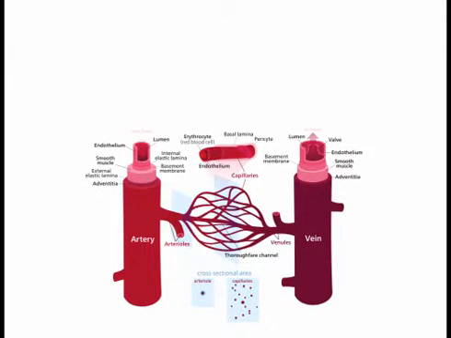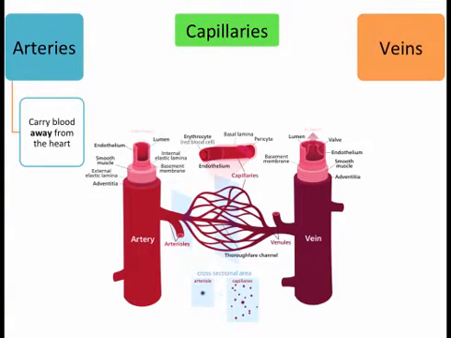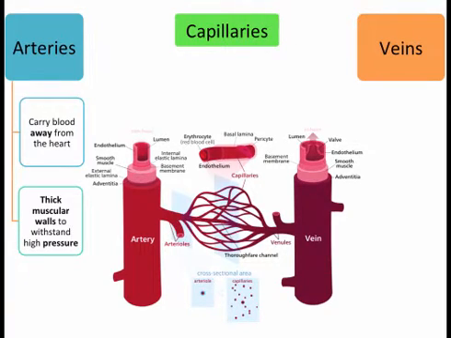Now, let's have a look at the blood vessels. So, there are 3 types of blood vessels that you need to know about in detail: arteries, capillaries, and veins. Arteries take blood away from the heart. The blood leaves the heart at very high pressures. The arteries therefore have very thick walls. If you look at this diagram, the wall of the artery is much, much thicker, and the lumen, the hole in the middle, is much smaller than the vein.